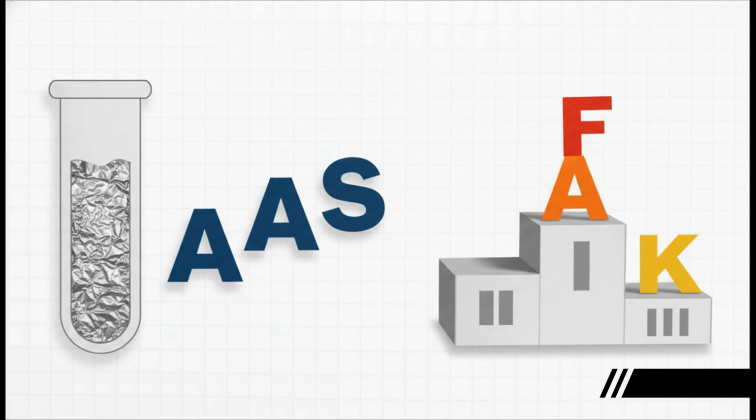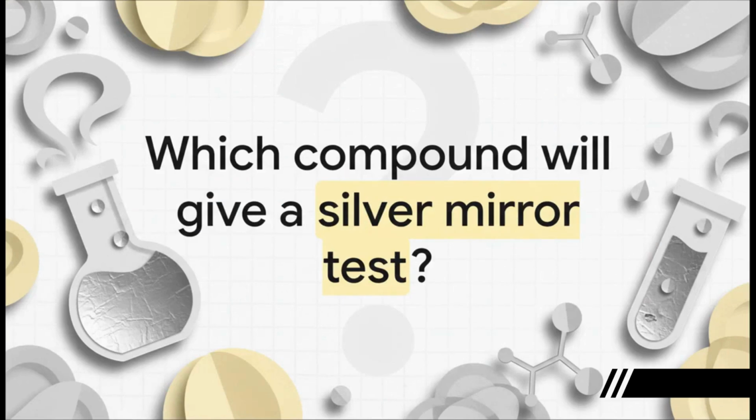AAS. Easy. Now for the reactivity order, a super common question, just remember the word FAK. Formaldehyde is the fastest. Then, other aldehydes. And last, the slowest, are the ketones. FAK. You won't forget that one. Okay, time to put this into practice.